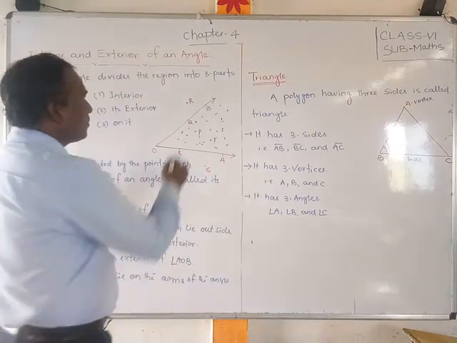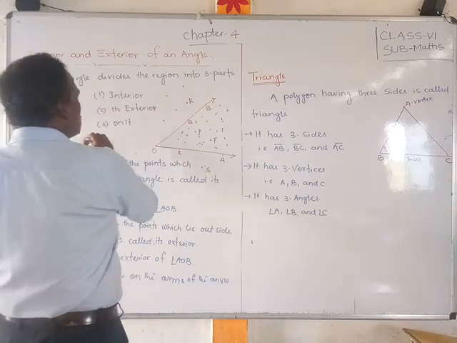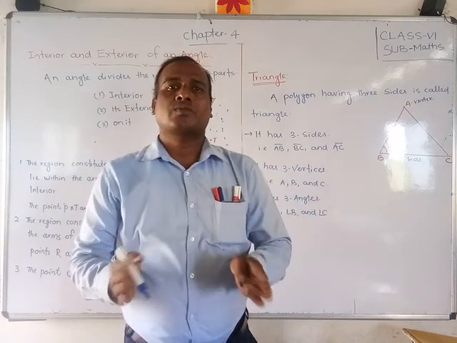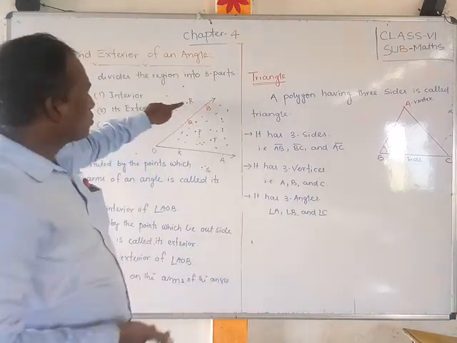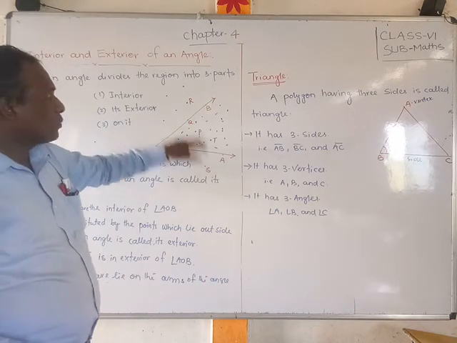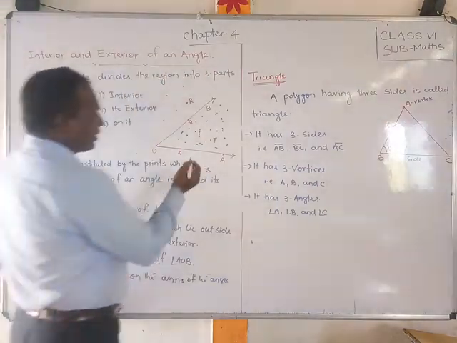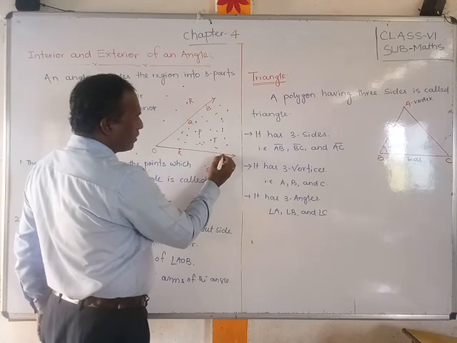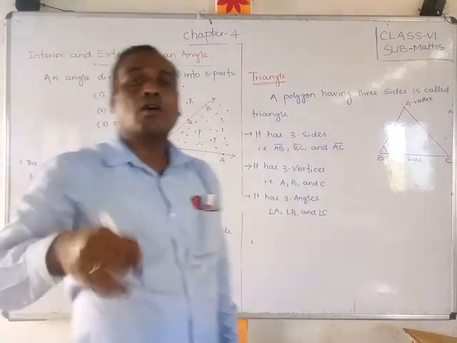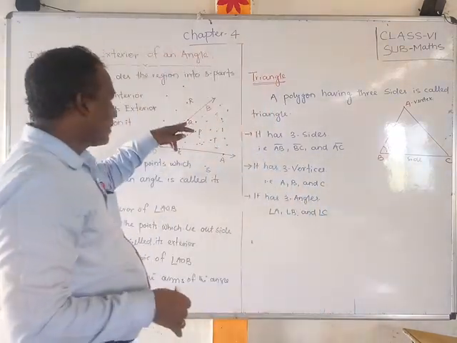Now observe here. These points are called the exterior of the angle, that is, outside the angle. One point I named R, and another point I named S. These are called exterior points. Here I have written K and Q. These points are on the angle, that is, on the arms.